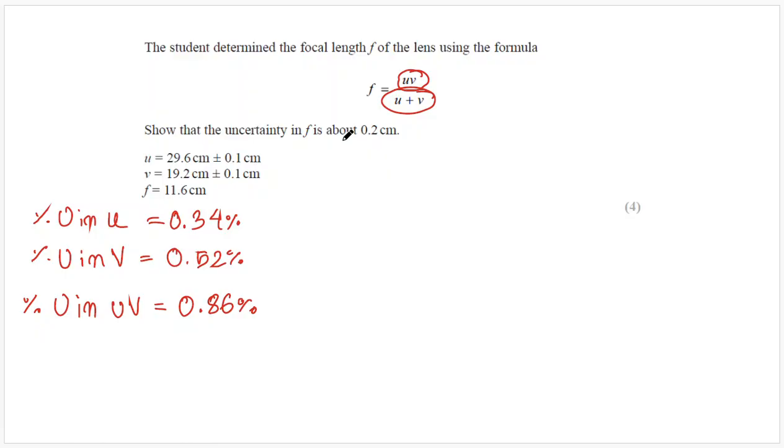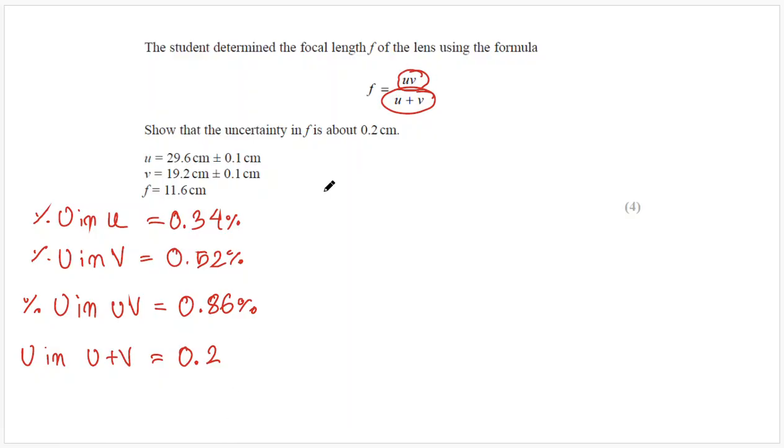What do you do with U plus V? So the issue is when quantities are in addition or subtraction form, you always add up their uncertainties. So uncertainty in U plus V equals uncertainty of U plus uncertainty of V. That gets you 0.1 plus 0.1, that is 0.2, right?